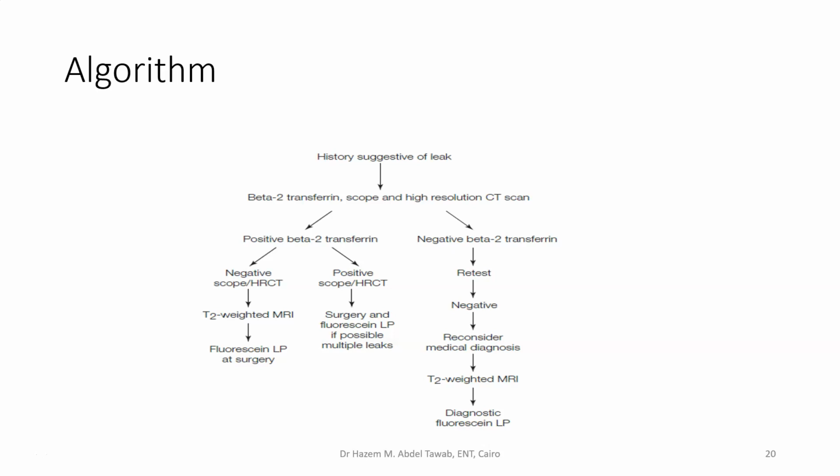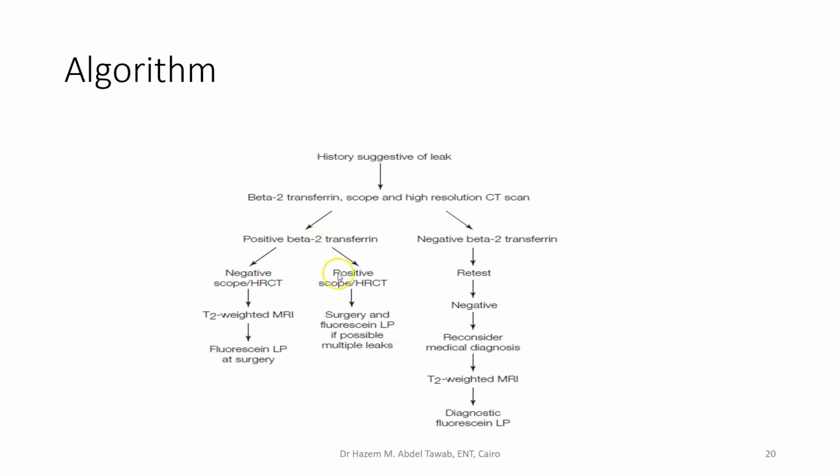If you still have a suspicion that this is CSF rhinorrhea and you want to cut it short, then you go with the T2 MRI, which will show very minor or very small defects, or you can go with the diagnostic fluorescein, as we have said, but before anesthesia. If there is positive beta-2 transferrin, what are you going for?